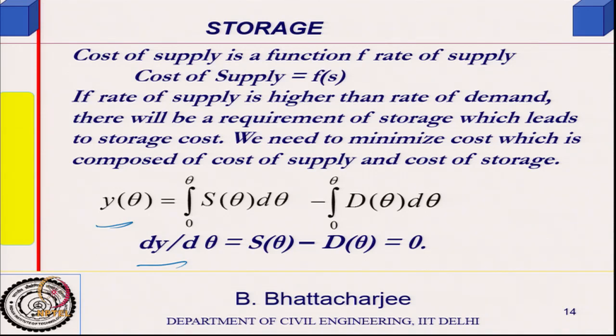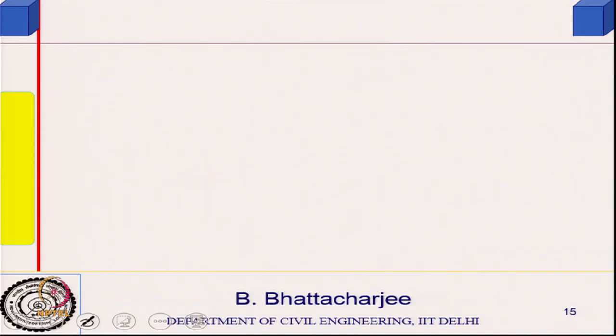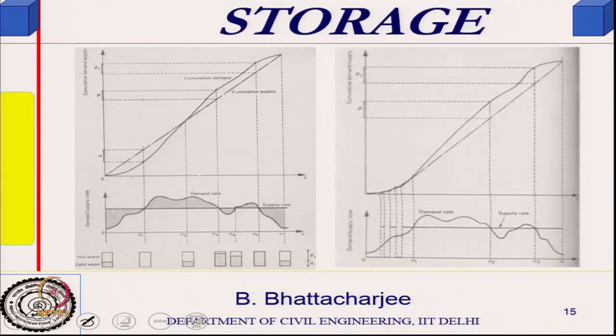If I differentiate this with respect to theta, where y is maximum or minimum, minimum is on the negative side, s theta will be equal to d theta. So, the maximum comes where s theta is equal to d theta, and from that we can actually find it out. Let us see how we do it. I think last class we were talking about this.